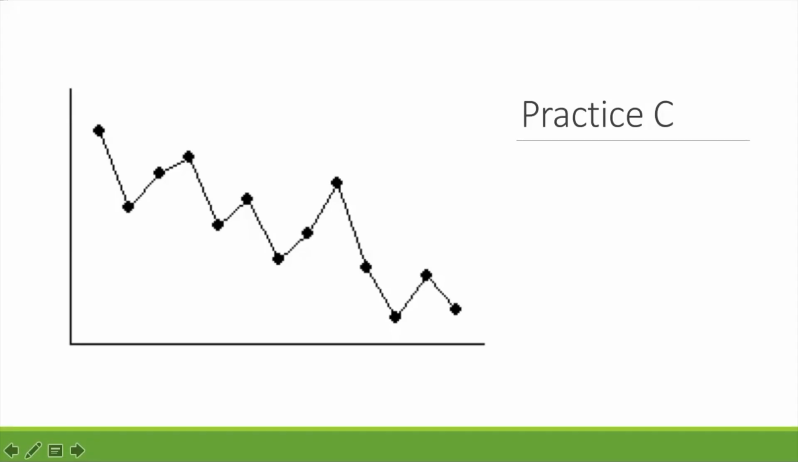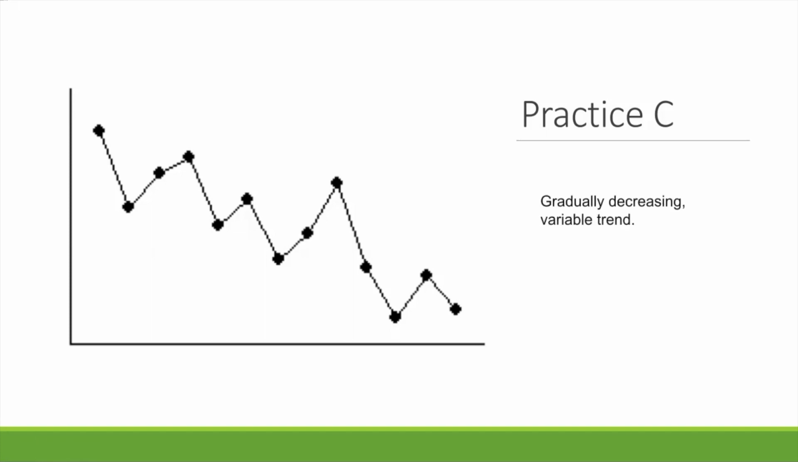Here's our last example graph. As you look at this graph, ask yourself some of the same questions. Do you see an upward or downward trend? Is the data stable or variable? Is there a trend line? Is the intervention effective? Do you see any level changes?